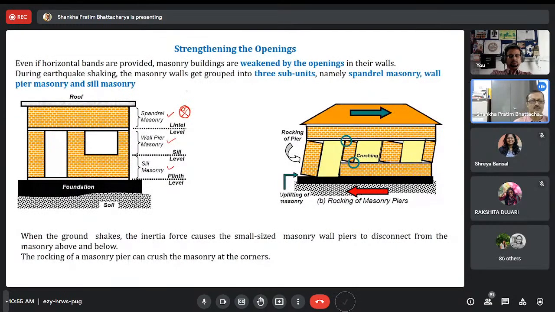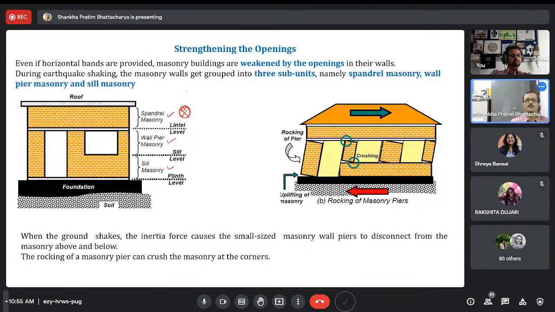It will, maybe there is some bandage or something. But the spandrel masonry is not protected by any furniture, is it? It is above the lintel level. Because of the accessibilities and all, we design all the furniture till the lintel level, all the almirah, everything. And it is also at a higher level. So if it falls, it's dangerous. It will kill people. So you have to protect this.